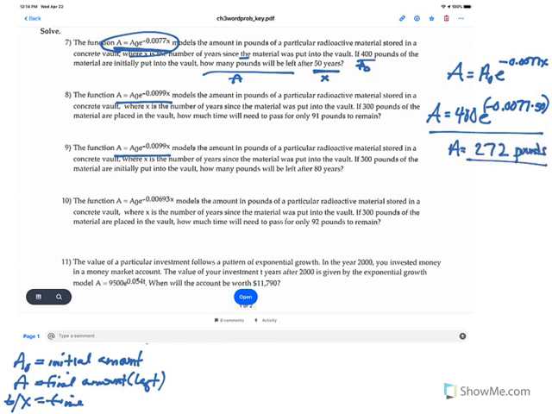So I need you to understand what's happening. They put in 400 pounds of this radioactive material into the vault. They leave it in there for 50 years. There's still 272 pounds of it left. That's exactly what you're figuring out. So after 50 years, it's still going to be 272 pounds left of that radioactive material in that vault. That's what these problems are for.